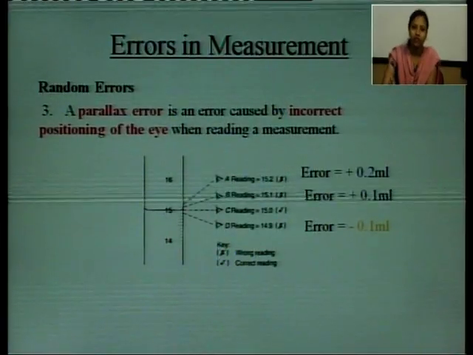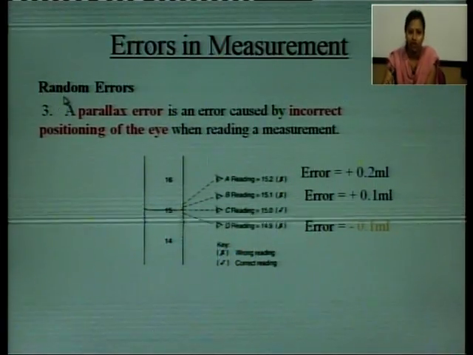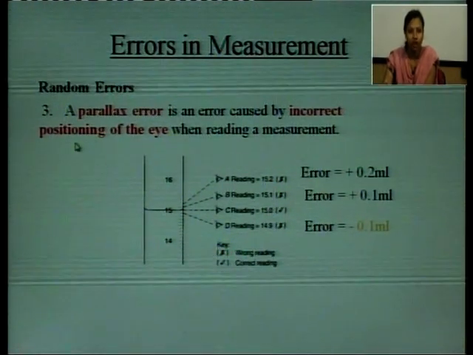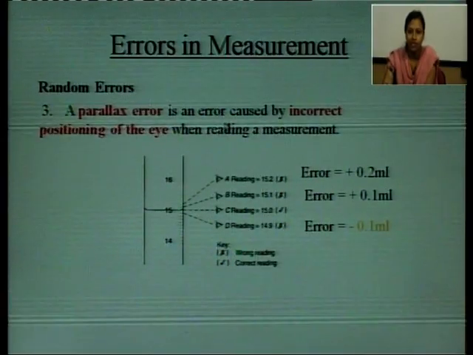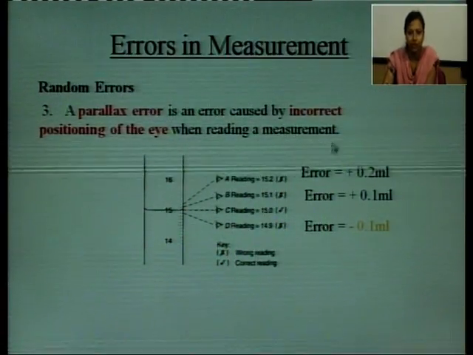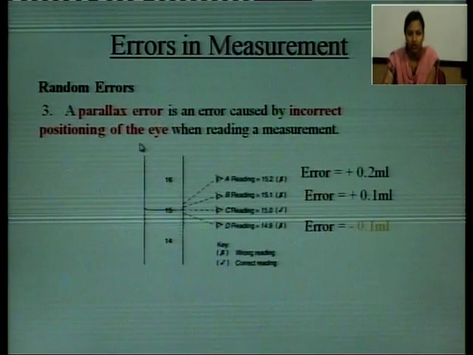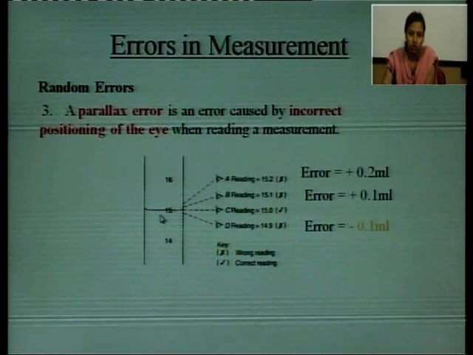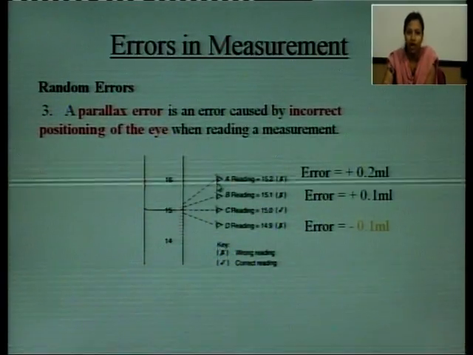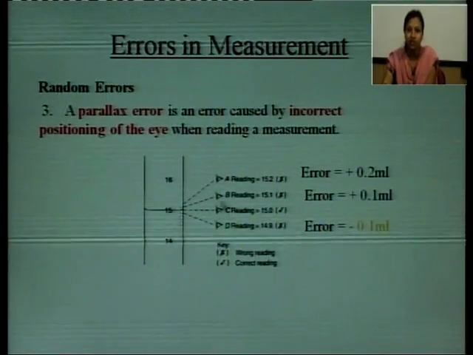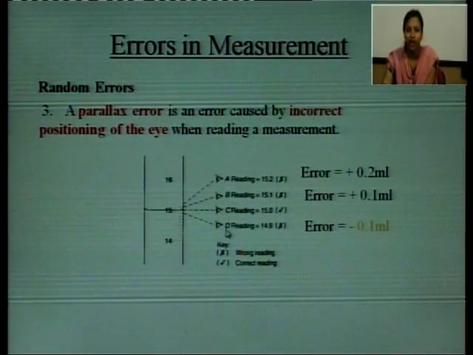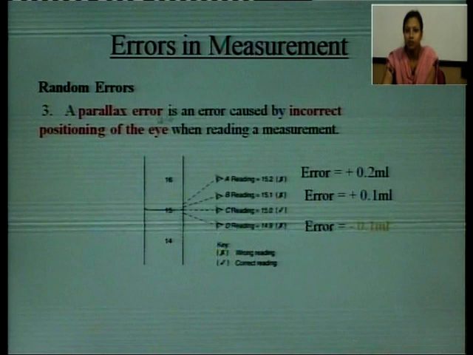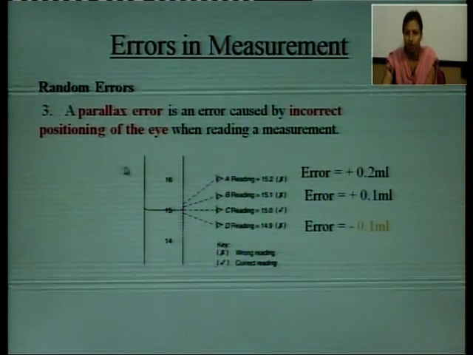The next type of random error is parallax error. A parallax error is an error caused by the incorrect positioning of the eye when reading a measurement. The actual value is here. If we keep the eye at different positions, then there is some error involved in every measurement. That type of error is called parallax error. It is because of incorrect positioning of the eye.